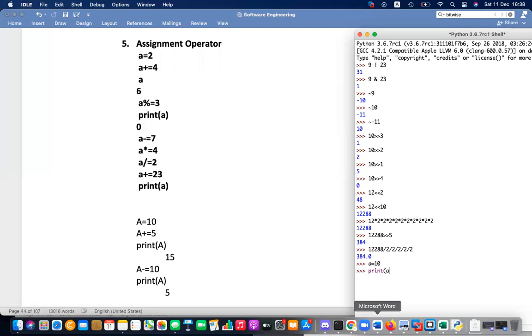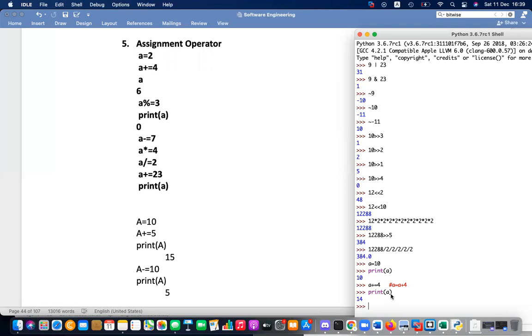So if you print a, the value of a is 10. A equal 2 will make it 2. A equal 10 will make it 10. That is the assignment operator. And so what is a plus equal 4? On the other hand, you can tell this is similar to a equal current a plus 4. So currently a is 10. So 10 plus 4 will be 14.